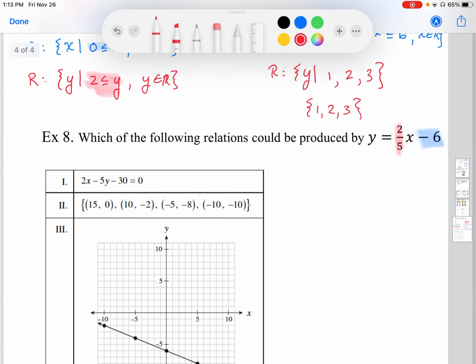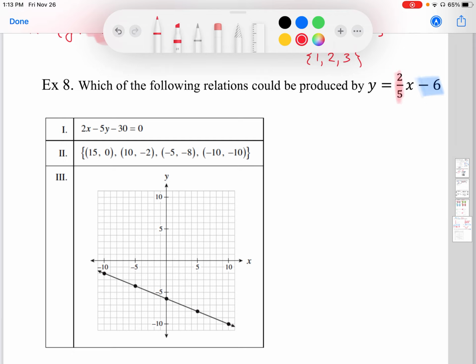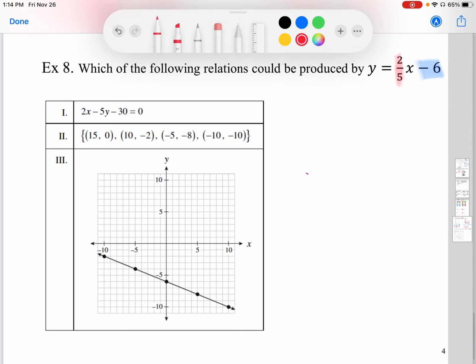For this question here, it says, which of the following relations can be produced by 2 over 5x minus 6? Again, the big idea is there's a slope that describes this line and there's a position that describes this line. And as long as the slope and position match, we can describe the line. So I'm going to start with the graph. Looking at the graph, I'm going to check for slope. So is my slope equal to 2 over 5?